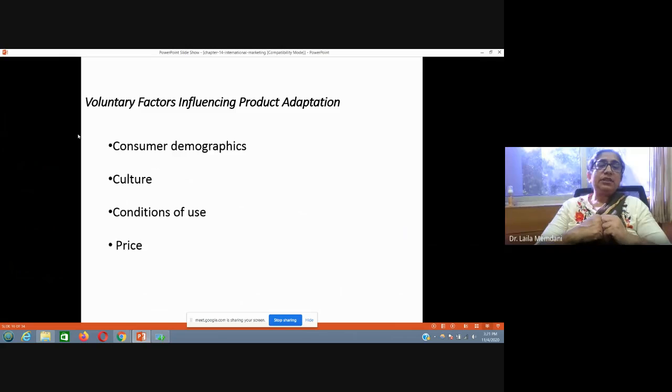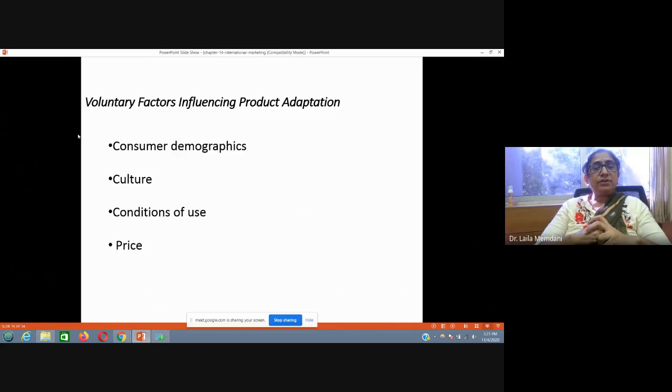There are certain voluntary factors which influence product adaptation, like consumer demographics. If the percentage of old population is high, then the company may prefer to adapt the product to suit the senior citizens. If the percentage of children is more in the total population, then the product may be adapted according to the requirements of kids. And the culture also matters.